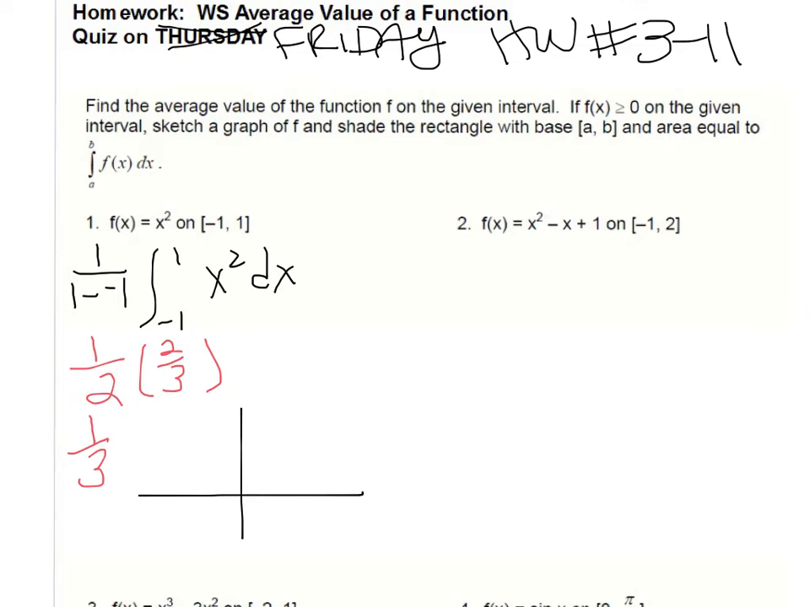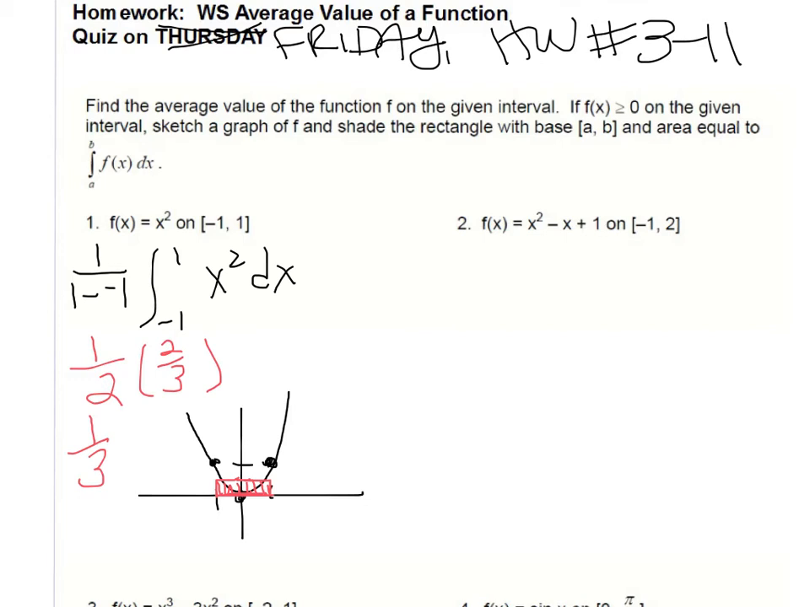Looking at the table of values for x squared, -1 gives you a y value of 1, 0, 0, and then 1, 1. And it's a parabola if you look at your graph, so we'll draw the parabola. And then shade the rectangle. So what we're going to do is we have a base from -1 to 1. And we have a height of 1/3. So there's that rectangle.